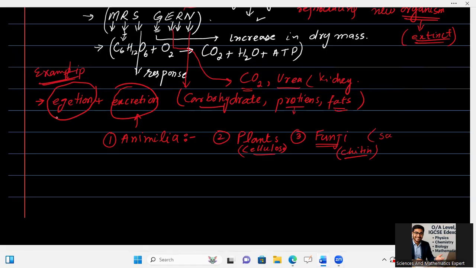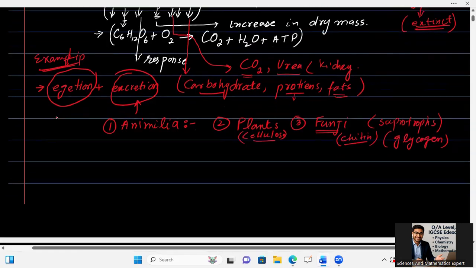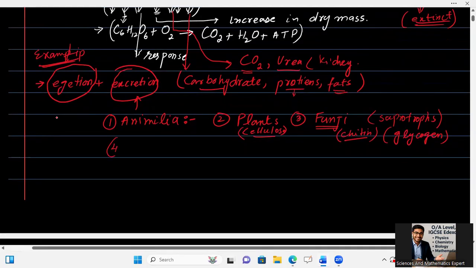They are saprotrophs, which means they get their food from dead plants and animals by decomposition. They secrete enzymes onto the dead plants and animals, and the digested products are absorbed. They don't have chlorophyll. They store food as glycogen.